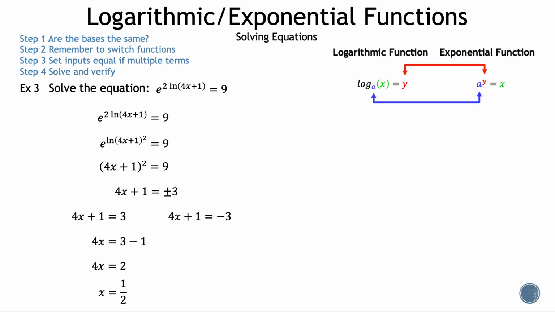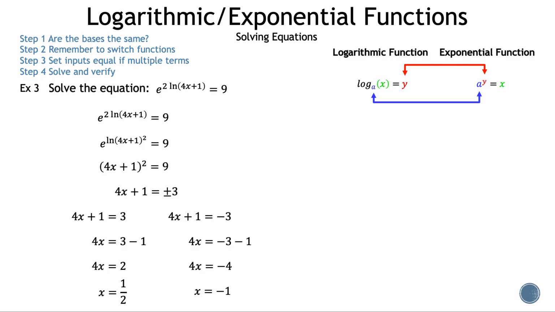Let's continue with 4x plus 1 is equal to negative 3. Let's subtract 1 on both sides, and negative 3 minus 1 is negative 4. So now we have 4x is equal to negative 4. Let's divide both sides by 4, and our result is x is equal to negative 1.